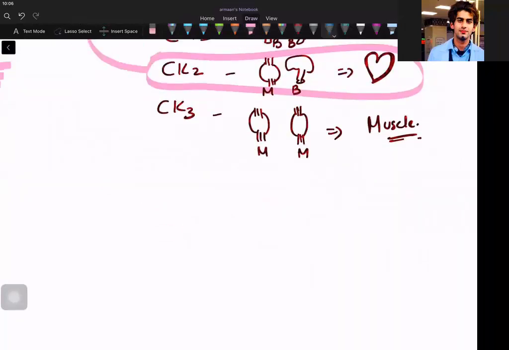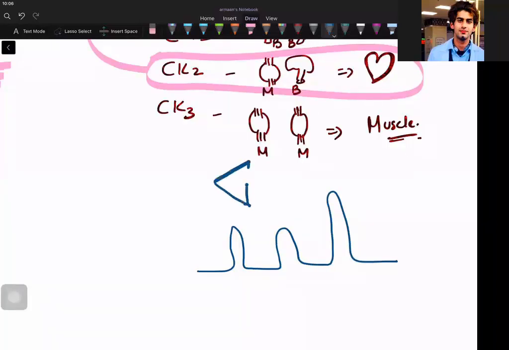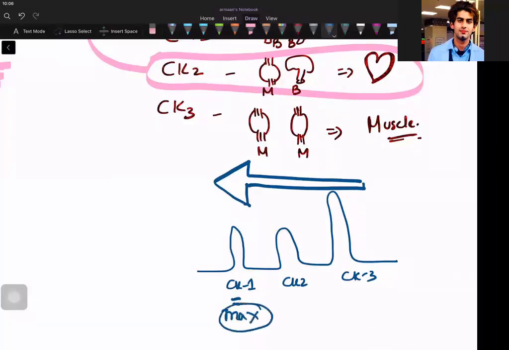When I do its electrophoresis, I see like this, like this, like this. The direction of electrophoresis is again the same. So this is CK1, CK2, CK3. Who is now having the maximum motility? Maximum motility is CK1 again. Least motility, CK3.